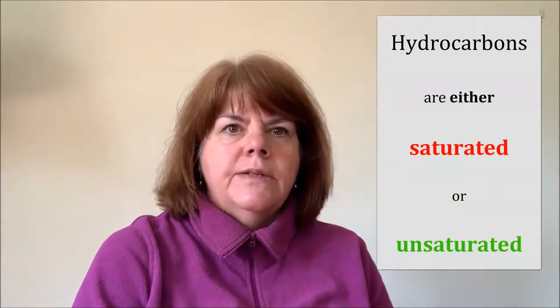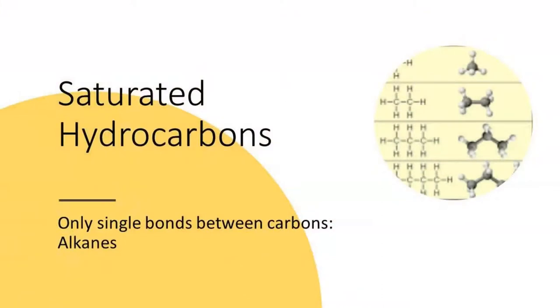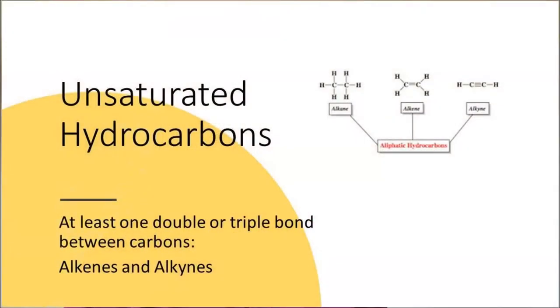Hydrocarbons can also be described as saturated or unsaturated. Saturated hydrocarbons have only single bonds between the carbon atoms. Alkanes have no double or triple carbon to carbon bonds. Every carbon is linked to neighbouring atoms by single bonds only. Unsaturated hydrocarbons have at least one double or triple bond between carbons. Alkenes and alkynes are unsaturated hydrocarbons.